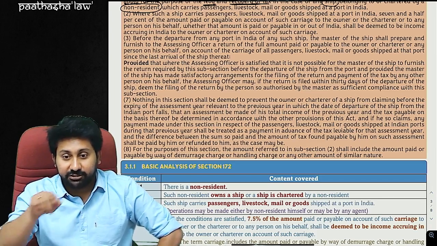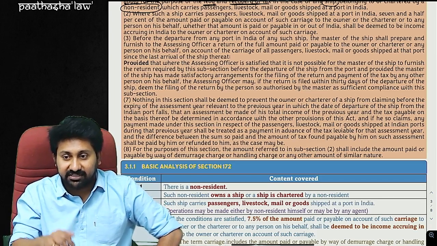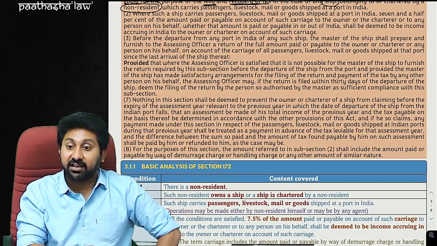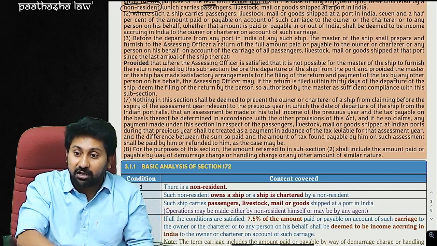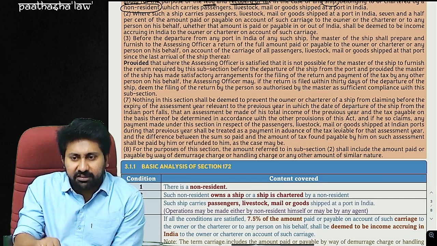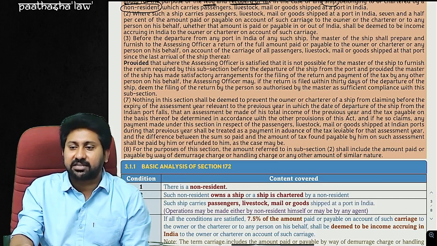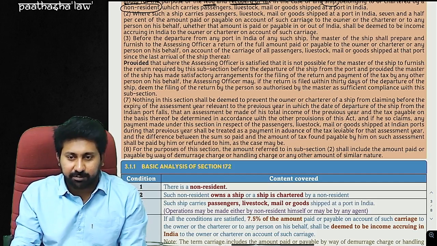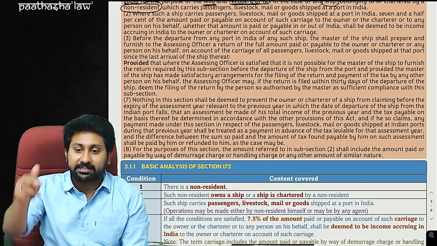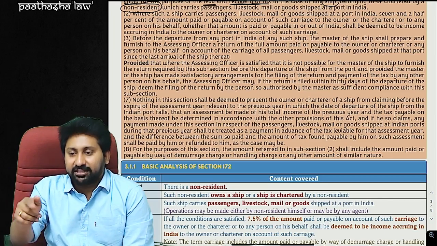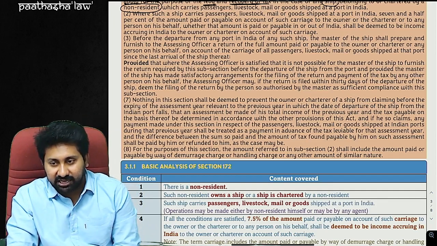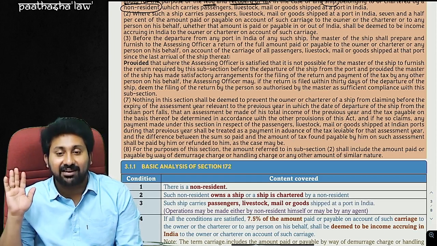of this Act. If he so claims, any payment made under this section in respect of passengers, livestock, mail or goods shipped at Indian ports during the previous year shall be treated as a payment in advance of tax leviable for that assessment year, and the difference between the sum so paid and the amount of tax found payable by him on such assessment shall be paid by him or refunded to him, as the case may be. For the purposes of this section, the amount referred to in subsection 2 shall include the amount paid or payable by way of demurrage charge or handling charge or any amount of a similar nature.